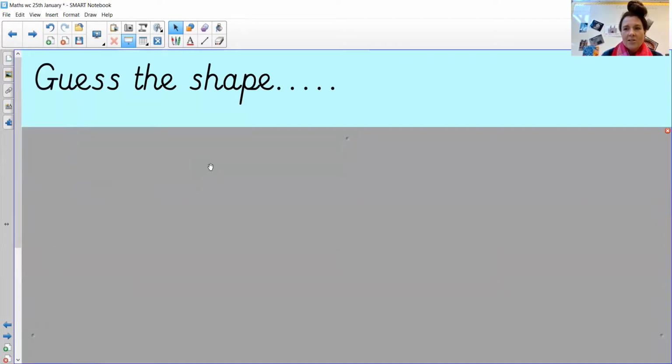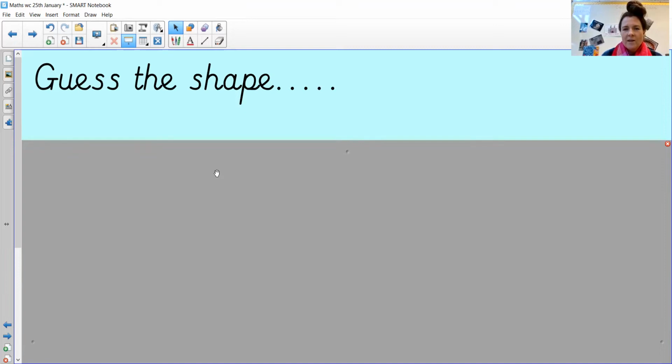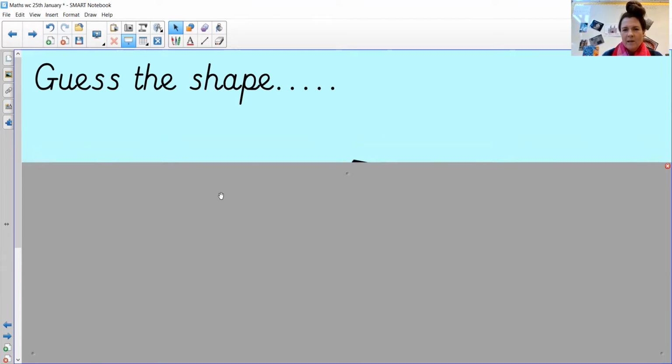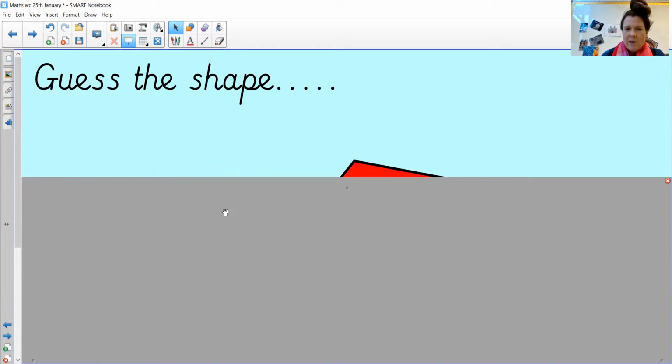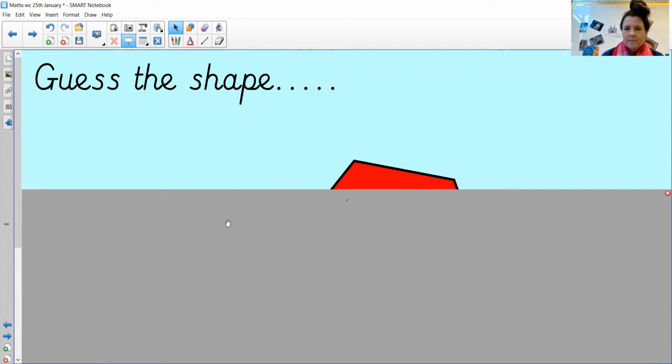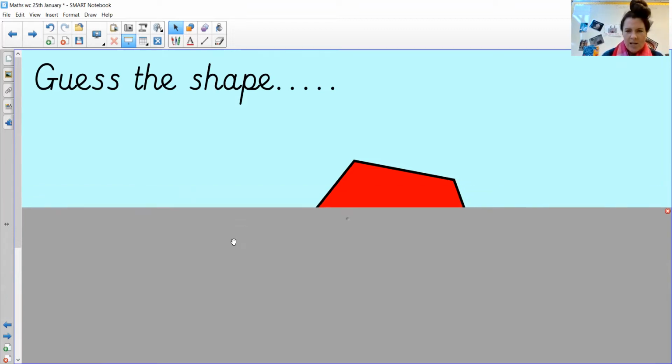Okay, what's this shape, I wonder? I'm going to pull it down very, very slowly. Oh, if I stop it there, what do you think? I can see a vertice there, so that's where 2 sides have joined together. I wonder how many vertices this shape has. Oh, I can see 2 vertices now. Okay, going to keep going. What do you think this shape might be?